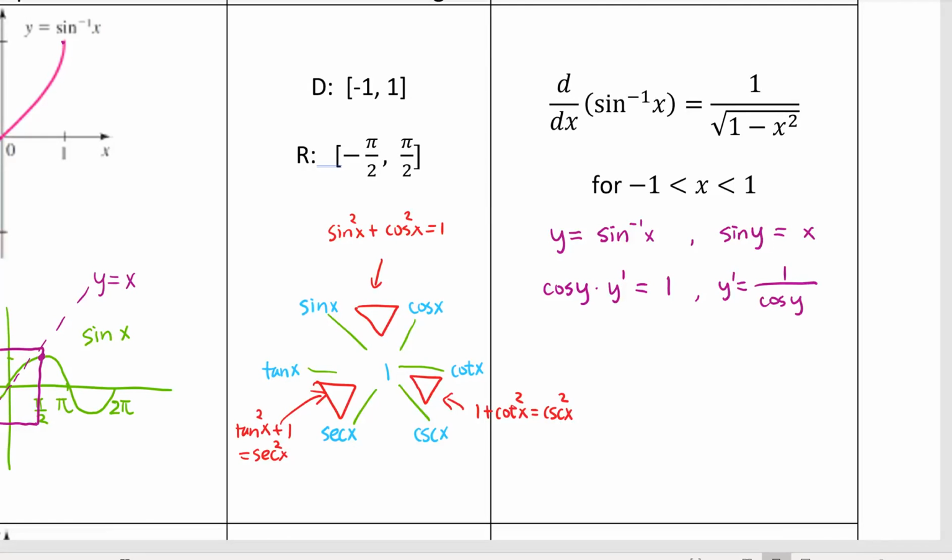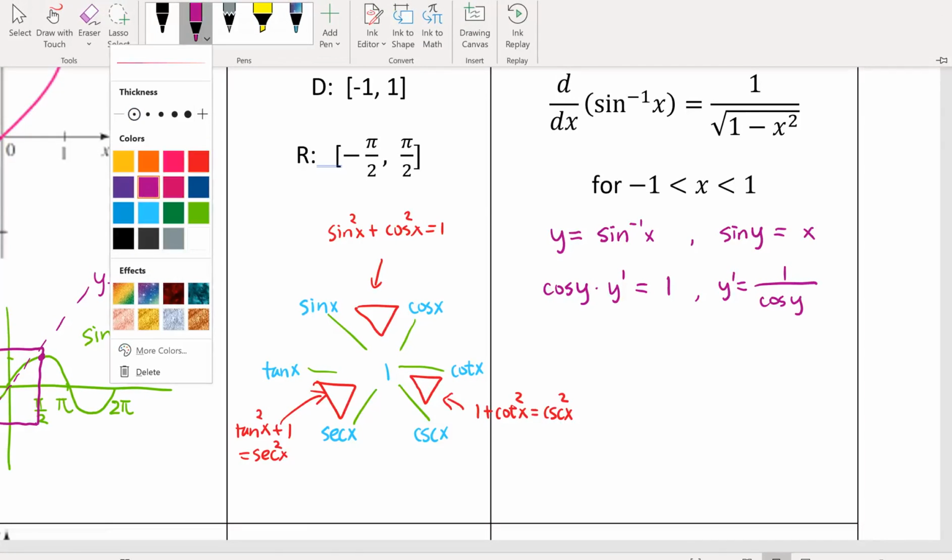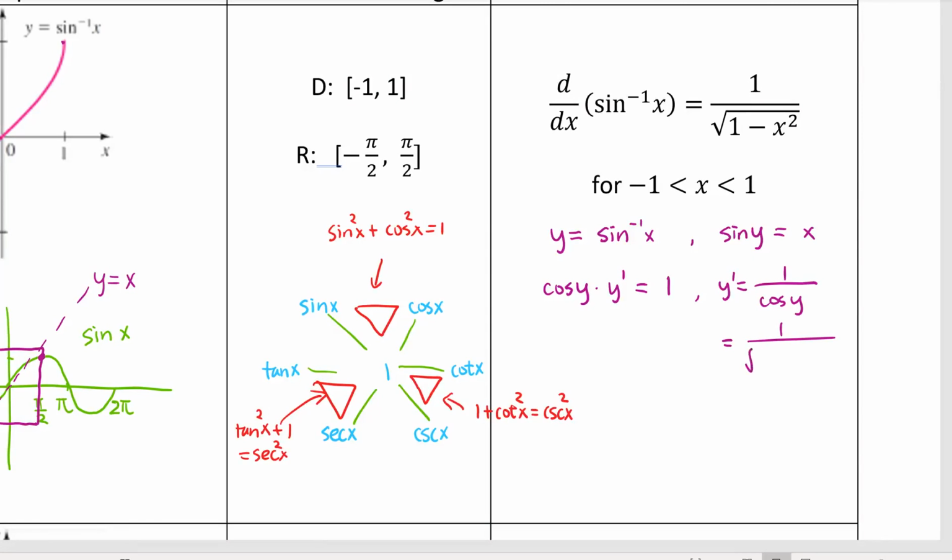Now what is cosine of y? We know cosine squared is 1 minus sine squared, so here we have 1 over the square root of 1 minus sine squared y. And what is sine y? Sine y is x. That's why y prime is 1 over the square root of 1 minus x squared. So that is the derivative of the arcsine.